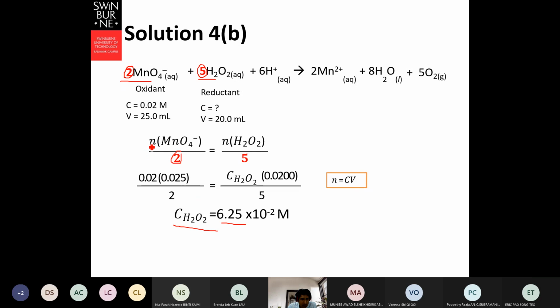Why do we have to divide by this? To find out the unique number of moles. This is the stoichiometric ratio, 2:5, so we have to divide by this 2 to get the per unit number of moles, and also per unit hydrogen peroxide that is reacting. All right, okay.